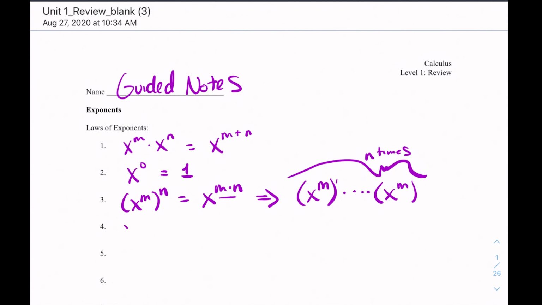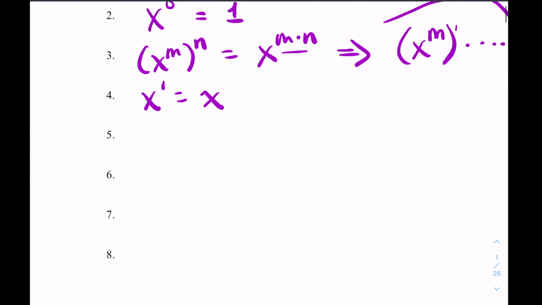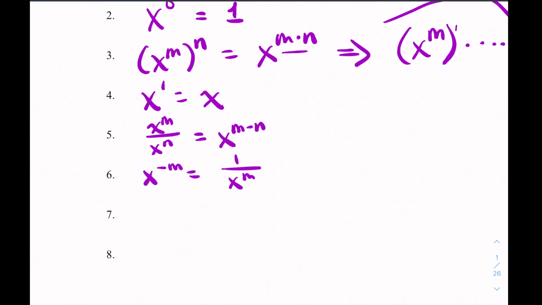Third one, anything raised to the first power is itself. That's what we call the exponent identity. Now, if we think about some of the other operations that we deal with, if we have division, when we divide like bases, that is where we subtract the exponents. Likewise, anything with a negative exponent, we can write that as the reciprocal. So 1 over x to the m, or if we went in reverse, if we had something in the denominator, we could easily write that as something to the negative exponent.